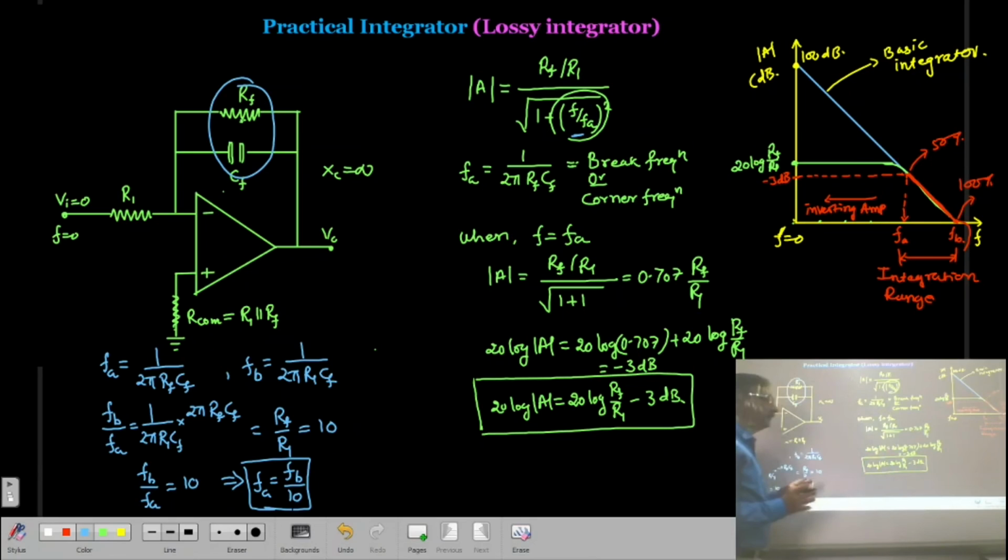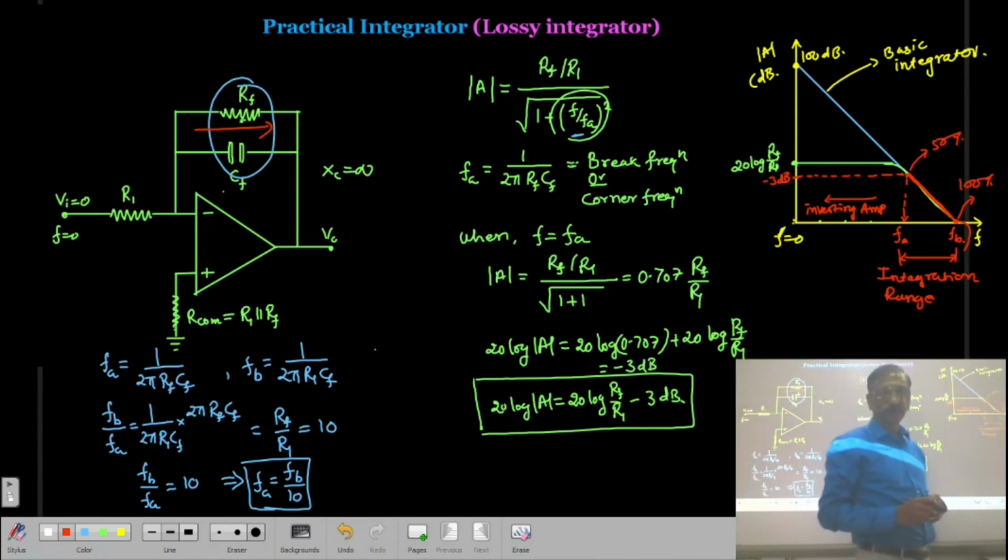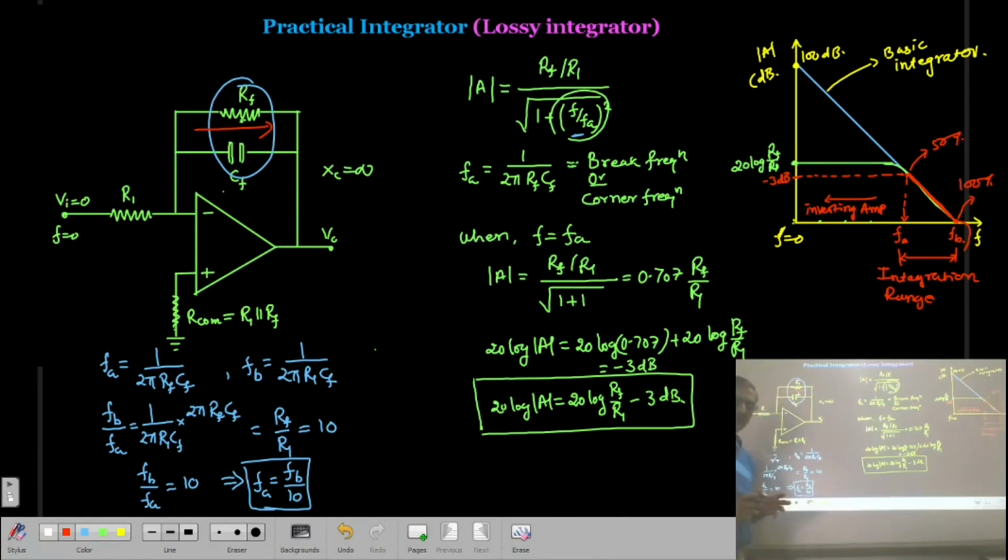Okay. Now, why is this known as a lossy integrator? Whatever the current, when your DC input voltage is 0, or the input frequency is 0, at that time there is a flow of current through the resistance RF. And due to that, there will be a power dissipation, and this power dissipation is nothing but a kind of loss of energy.